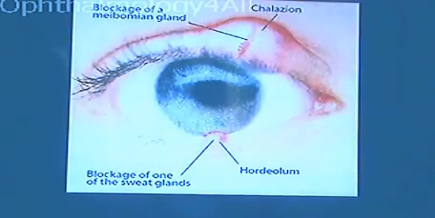Here you can see there is a stye in the lower lid, while in the upper lid a chalazion is there. There is some difference between chalazion and stye. Chalazion is swelling of meibomian glands, which are situated somewhat away from the lid margin, while stye is infection of the gland of Zeiss, which is situated right at the margin of the eyelid.